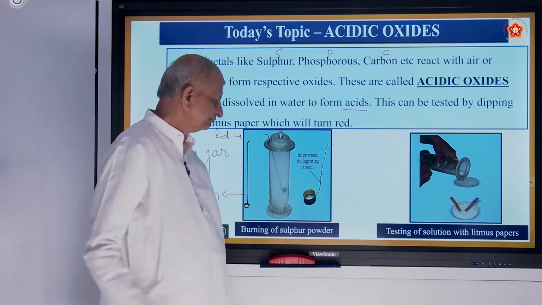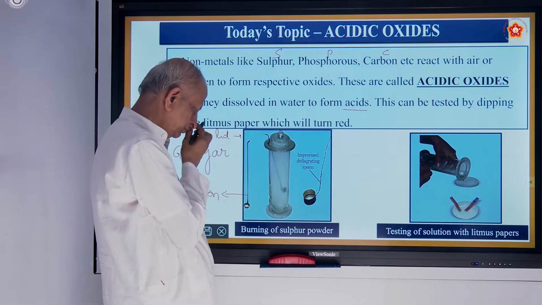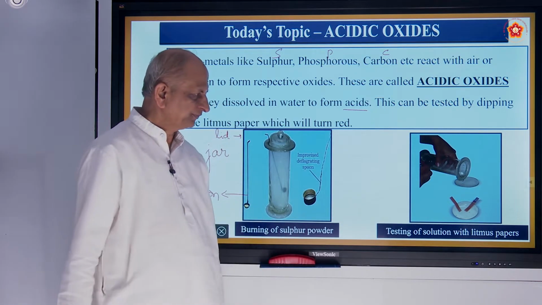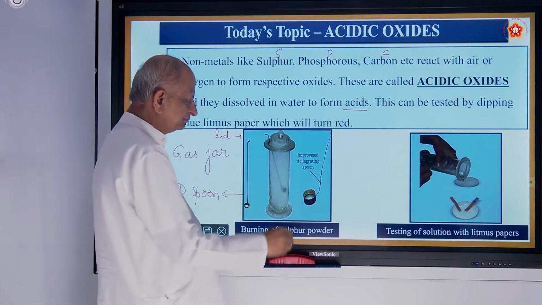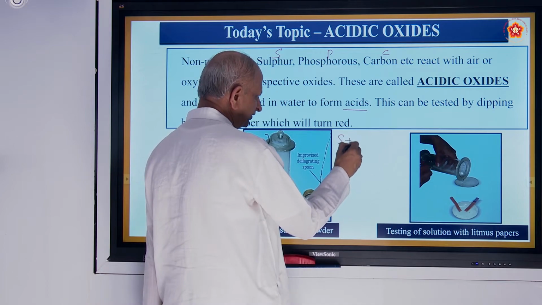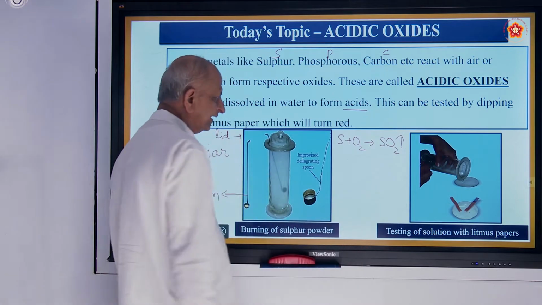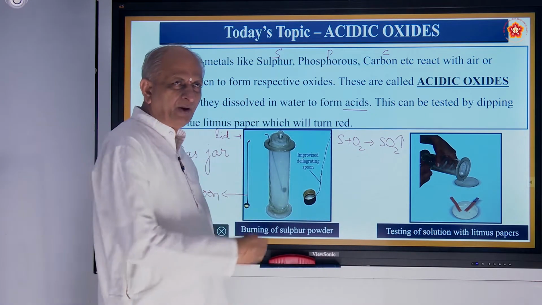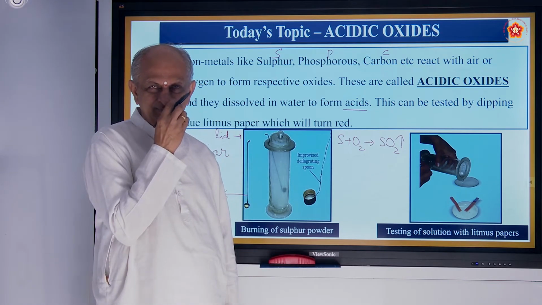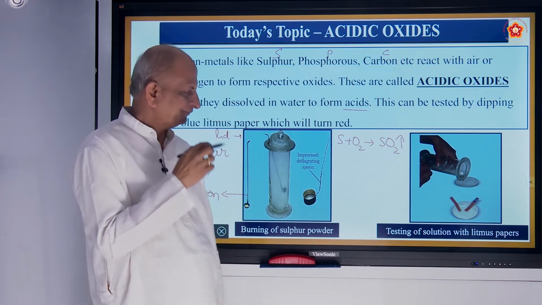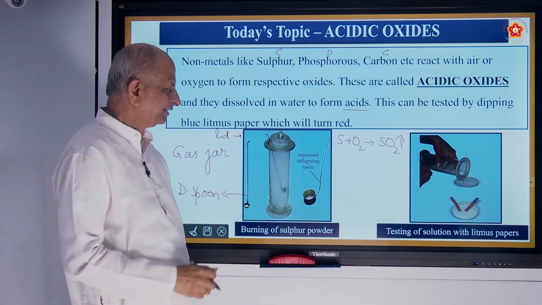When the deflagrating spoon is introduced in a jar of oxygen, the sulfur burns, forming what is called sulfur dioxide. Sulfur plus oxygen gives sulfur dioxide. The yellow powder burns with a blue flame. Chemistry is full of mysteries. This is another mystery. The smell of this sulfur dioxide is suffocating. You cannot smell it for a long time.